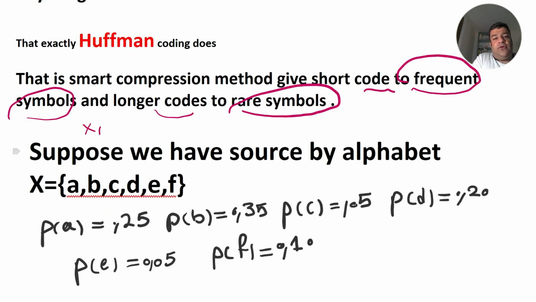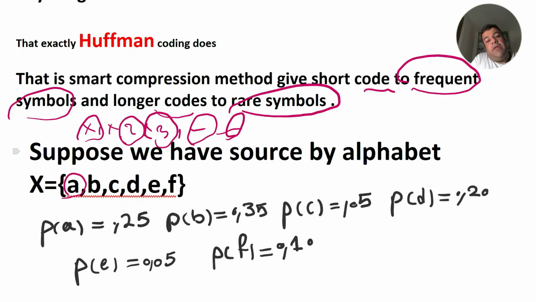You have a source x1, x2, x3, sometimes going to infinity. But if you take the probability of all of these, the alphabet in our example is just 6: A, B, C, D, E, F. When you calculate the probability of these 6 symbols, the probability of A is 25%, B is 35%, C is 5%, D is 20%, E is 5%, and F, its frequency in our source, is 10%.